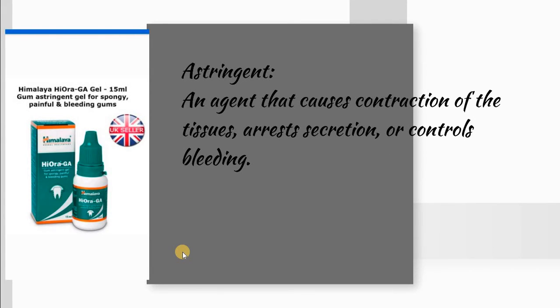We have astringent, any agent that causes contraction of the tissue, arrests the secretion, or controls the bleeding. These are named astringents. For example, we have this product used for controlling bleeding gums.